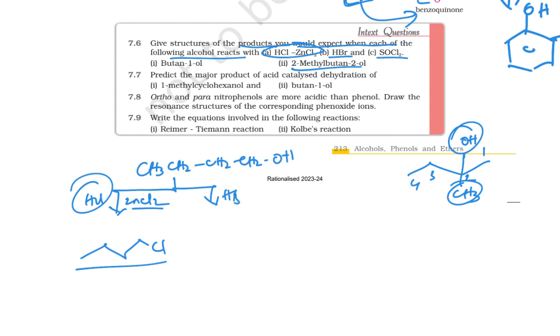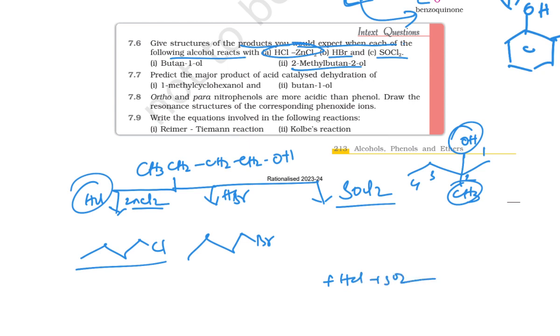If it reacts with HBr, what is the product? 1-bromobutane is going to be formed. Again it reacts with one more reagent, that is SOCl2. We know that, right? So in this HCl and SO2 get removed. Then what is the product? Again chlorobutane is the product.